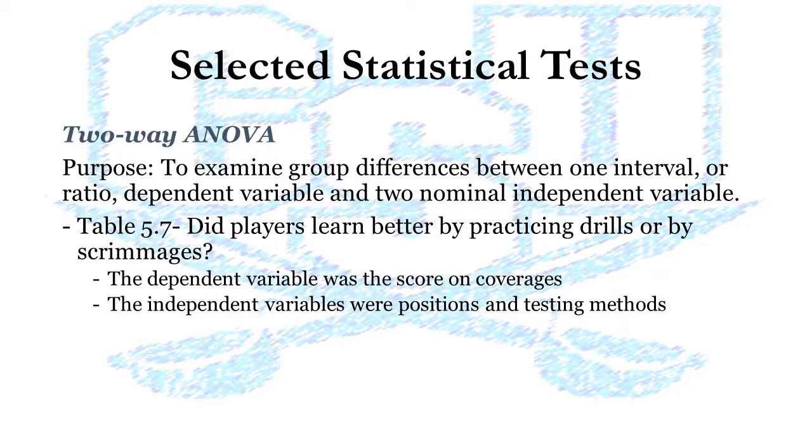So now when we're looking back at the fasted state example, we're trying to analyze 2 different types of measures here. Whether you are fasted, which obviously becomes that independent variable, we're now analyzing that with 2 different dependent variables. But then again, we can add in another independent variable, and that's where the two-way ANOVA comes in. And that's where we determine group differences between one interval or ratio dependent variable and 2 nominal independent variables. So basically look at table 5.7.